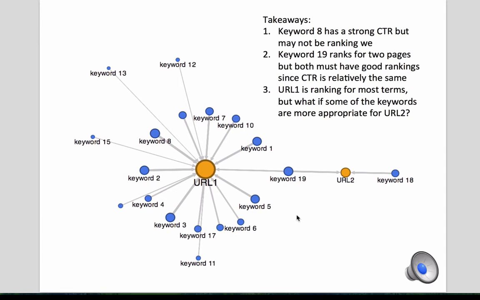And then lastly here, the case is URL 1 is ranking for most terms, but what if some of the keywords are more appropriate for URL 2? We kind of talked about that at the beginning here. So anyways, there are a lot of different ways to slice and dice this, but let me just take 30 seconds, really briefly, to show you why we even do this.